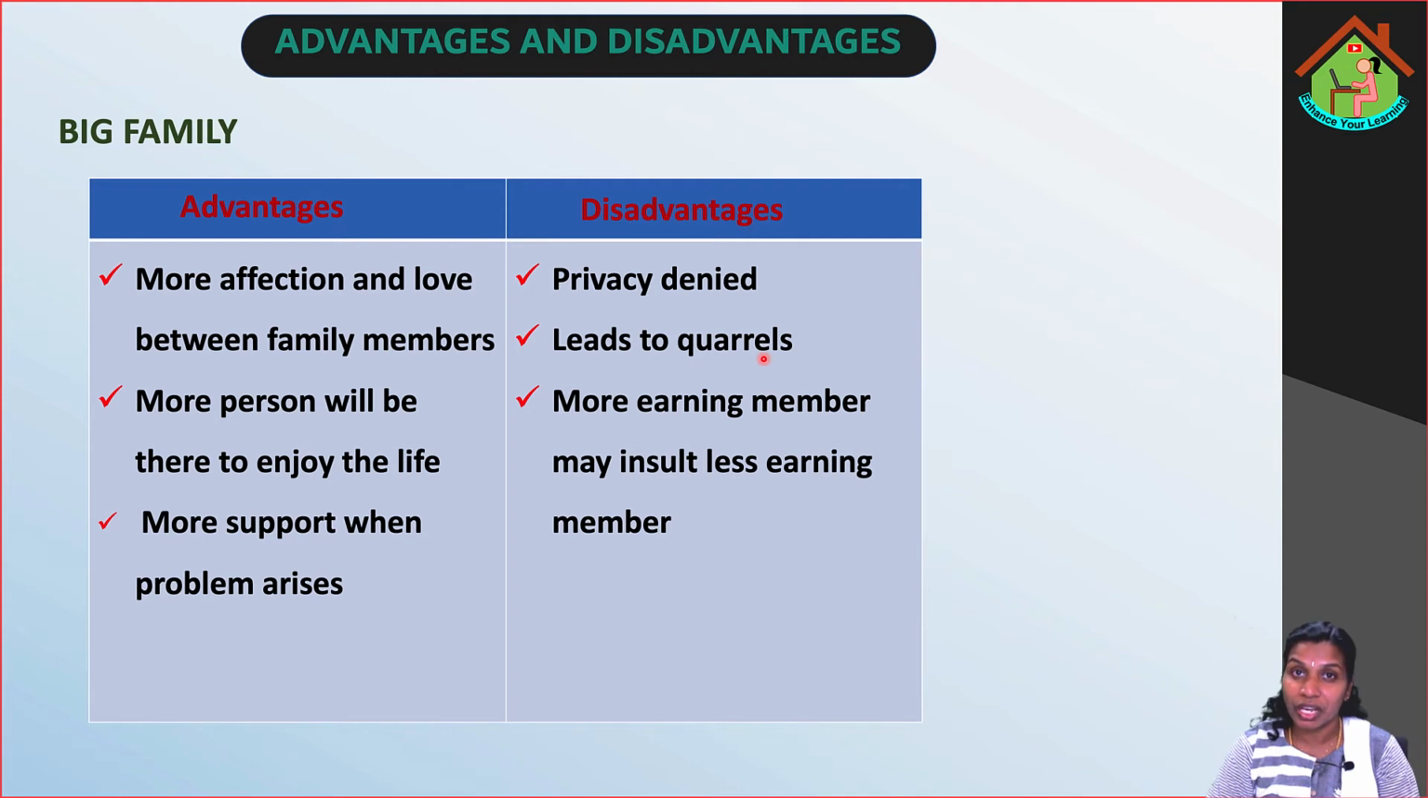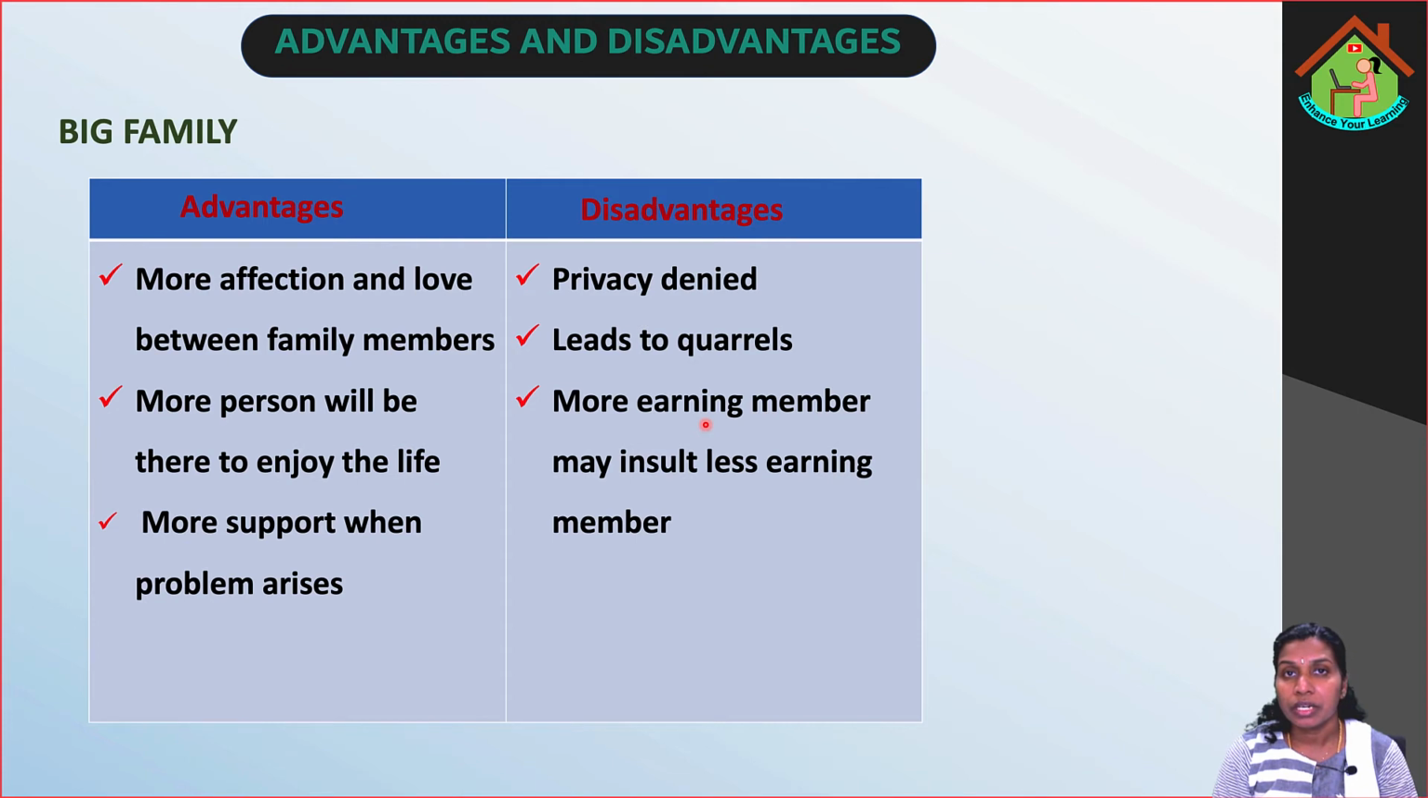This is my toy, I will not share with you. Like that, there will be some problem between the family members. Then the more earning member may insult the less earning member. More earning member means more salary. Earning means salary.